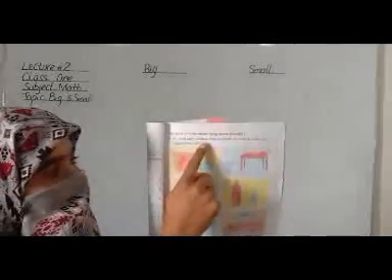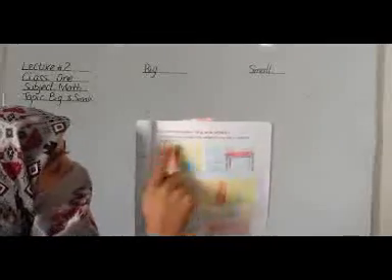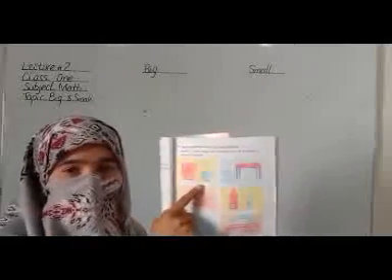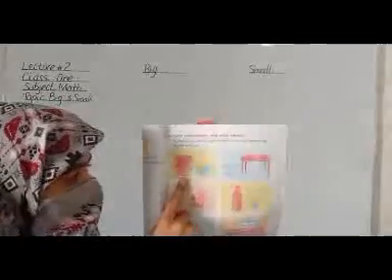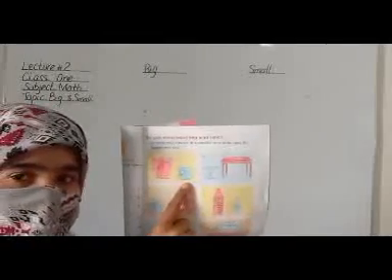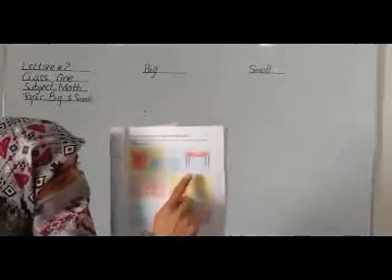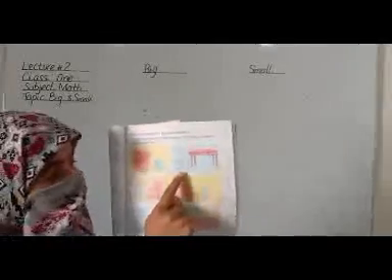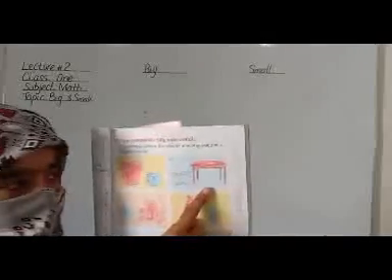In each pair, color the smaller one blue and the bigger one red. There is a pair of baskets. This one basket is bigger. Now color this basket red, and this one is smaller. Now color this basket blue. Okay. Now we have one pair of tables. This one is smaller, and this one is bigger table.